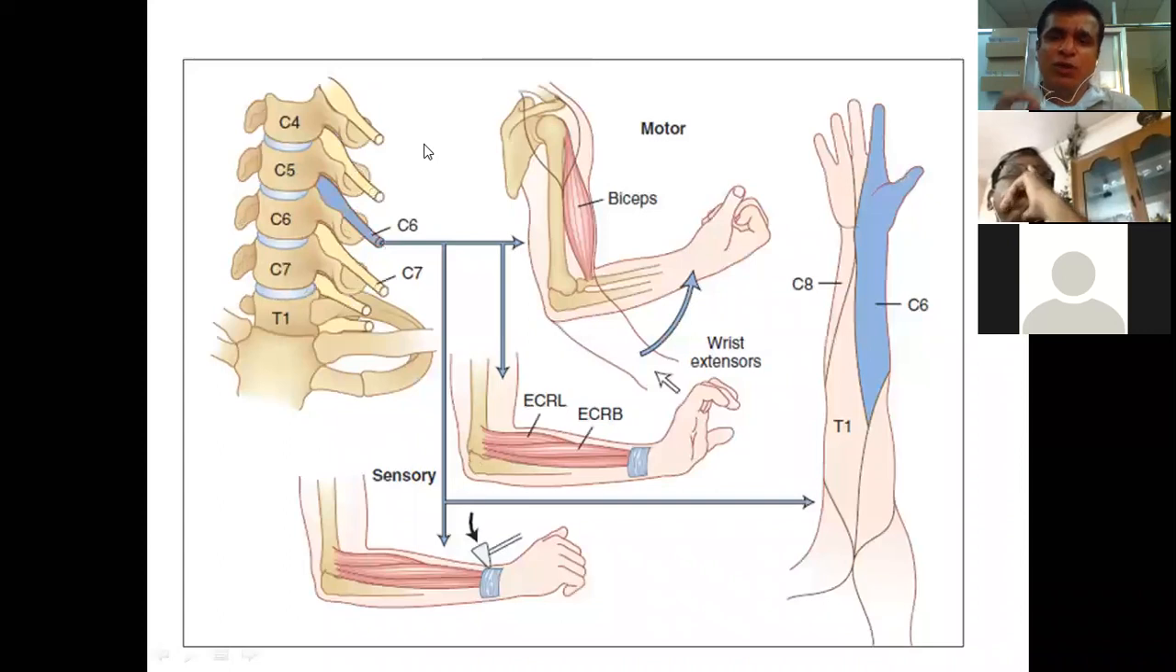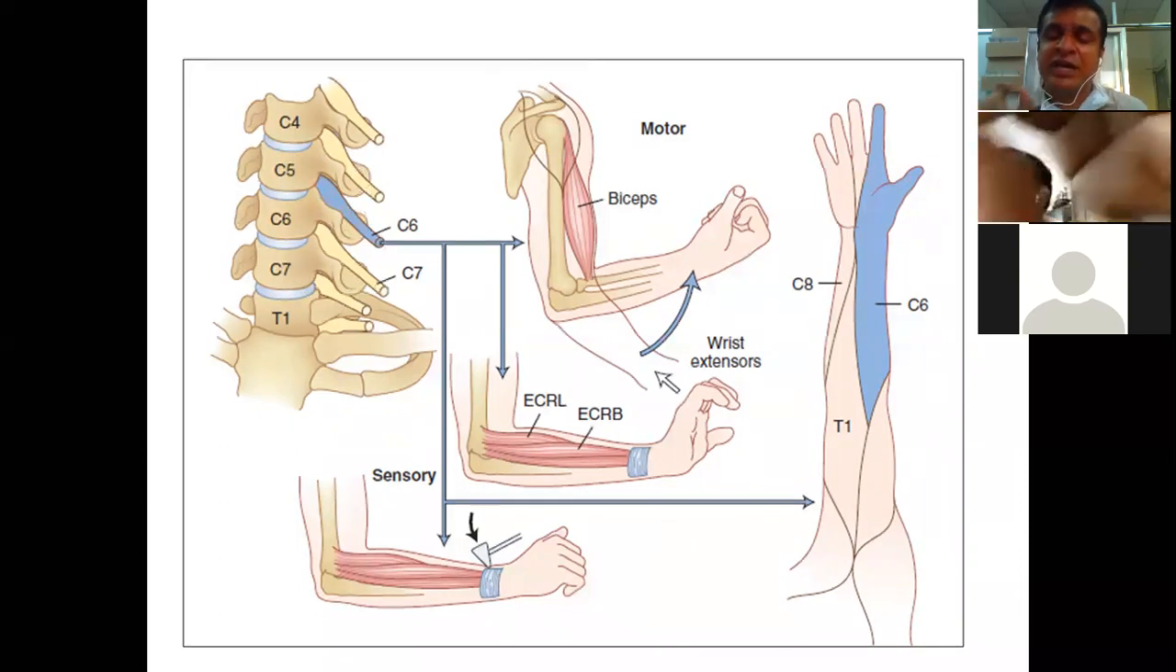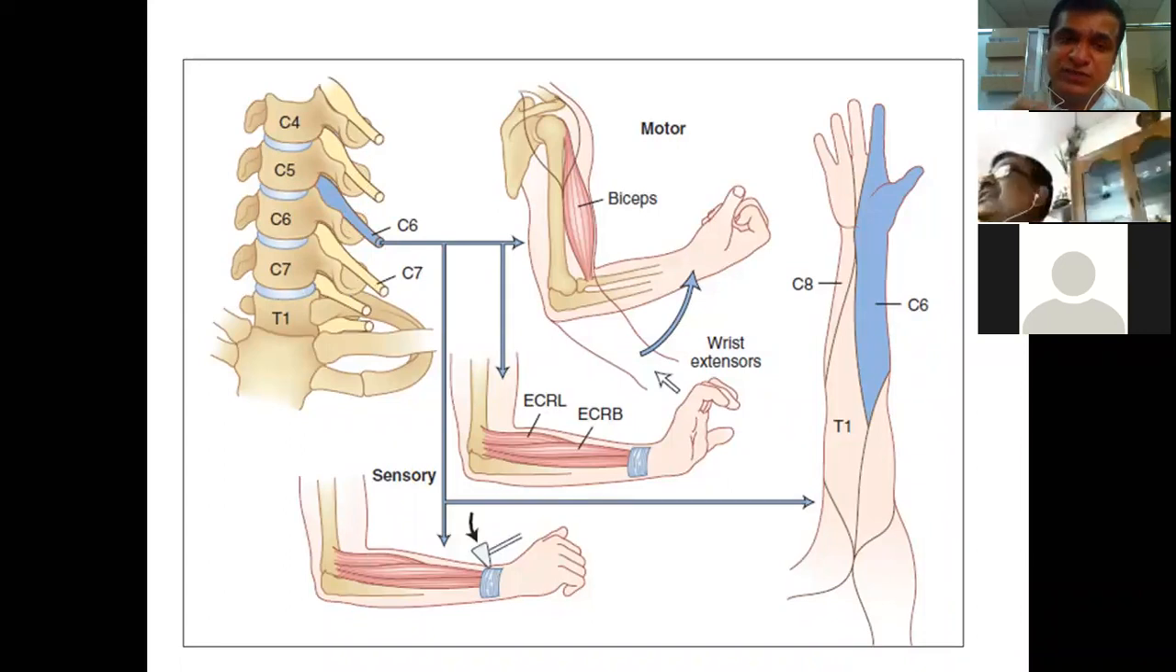C6: there are two motors, one is biceps, elbow flexion by C6, and second is wrist extension. Among these, elbow flexion and wrist extension are more specific for the C6 nerve root. Reflex is the supinator reflex. The sensory component is, as I said earlier, the radial part of the forearm, the thumb and the index finger.